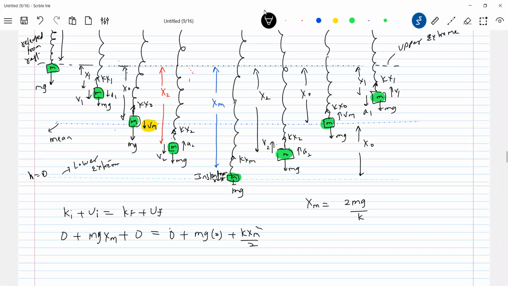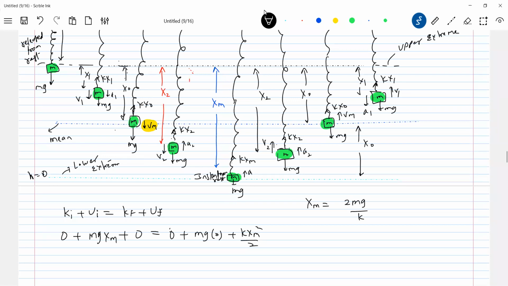You should not write kxm equal to mg. What is the reason? It will accelerate. It will have acceleration here. At the lower extreme, at extreme points, the block will have acceleration. You should not equate forces at extreme points.